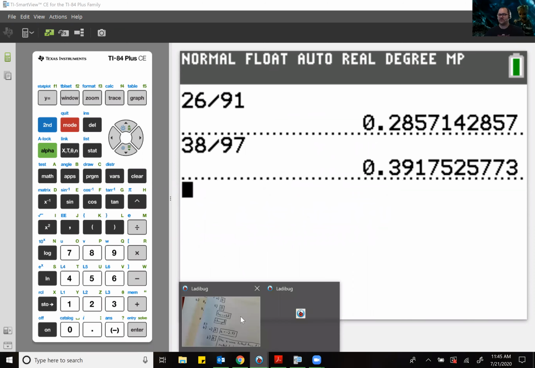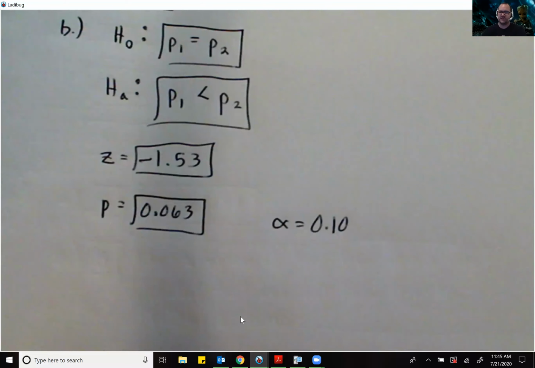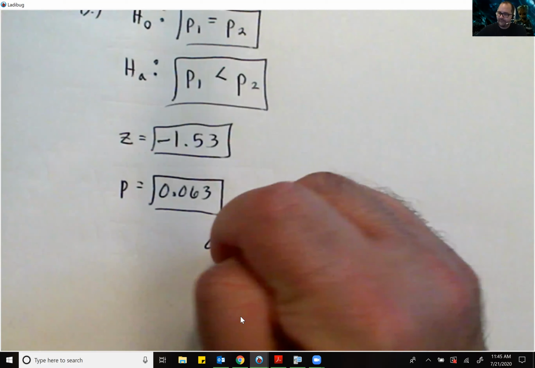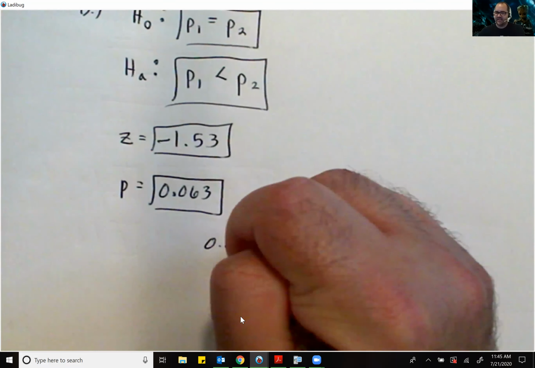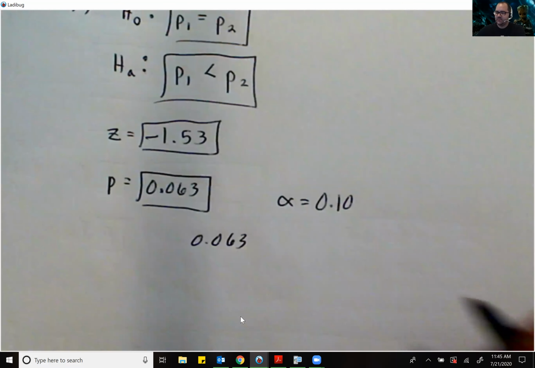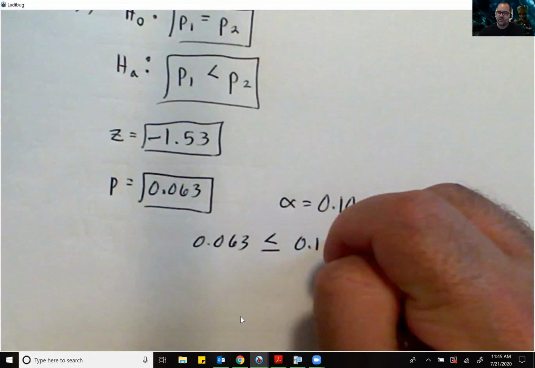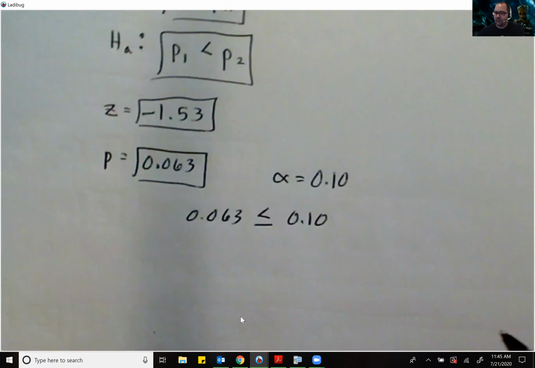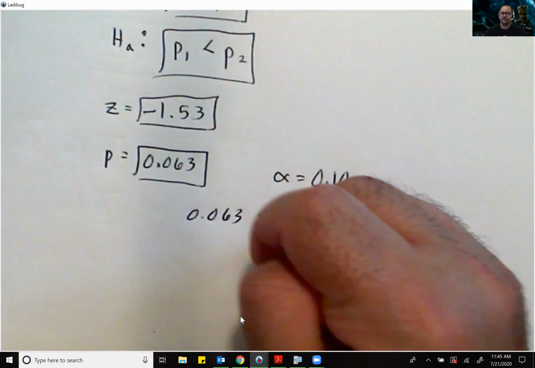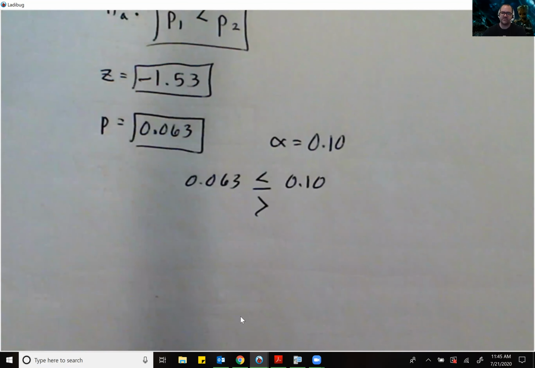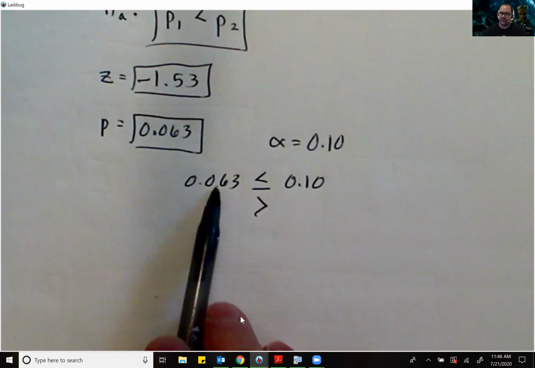So let's jump out of there. Let's jump back to this, and let's continue talking about this part. So now to answer the last questions, we got to analyze. So we want to know, is this less than or equal to 0.10, or is it greater than? Once we know the answer to this, we can figure out whether we reject or fail to reject. So this number is definitely less than or equal to this guy.